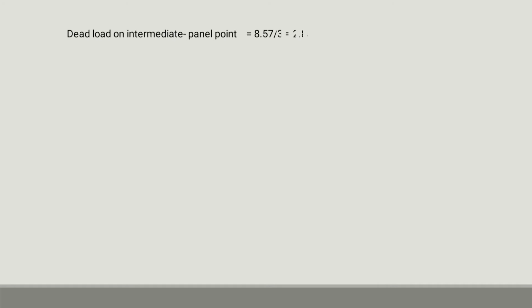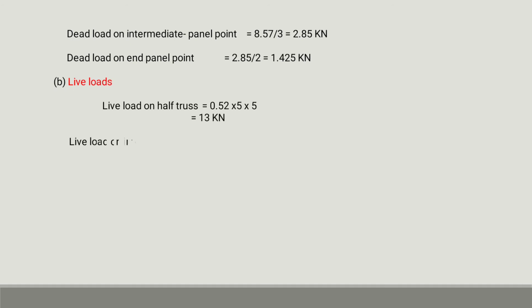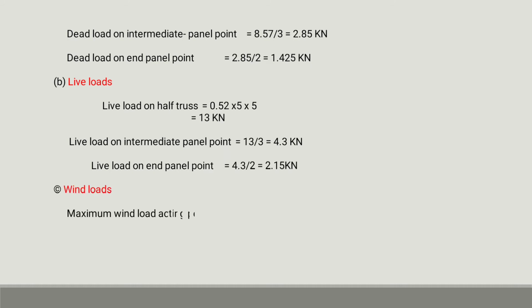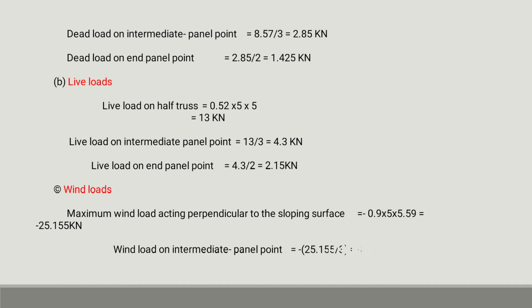Dead load on intermediate panel point is equal to 8.57 divided by 3, which is 2.85, because for the intermediate panel we divide by 3, whereas for the end panel we divide by 2. So the dead load on the end panel is 2.85 divided by 2, which is equal to 1.425 kilonewton. Then live load: live load on half truss is 0.52 into 5 into 5, which is equal to 13 kilonewton. Wind load is based on the maximum wind load perpendicular to the sloping surface. Wind load on the intermediate panel is divided by 3 and on the end panel is divided by 2.